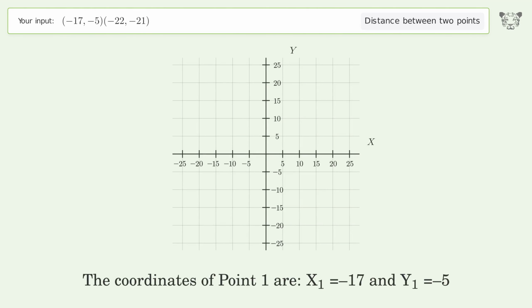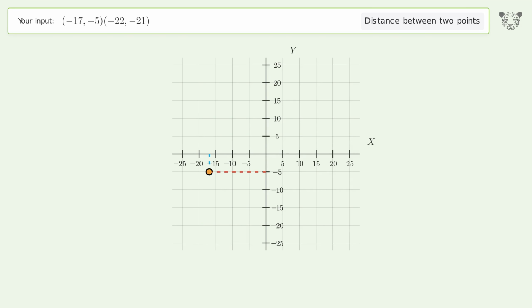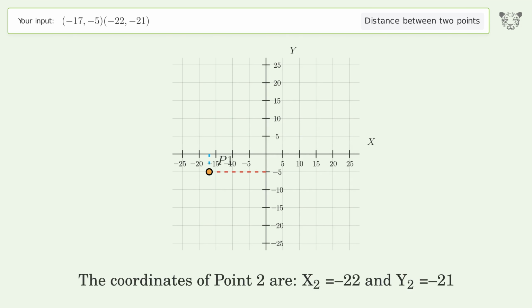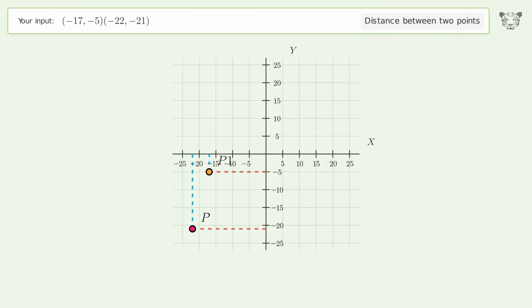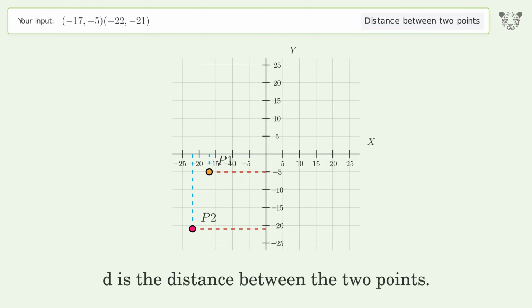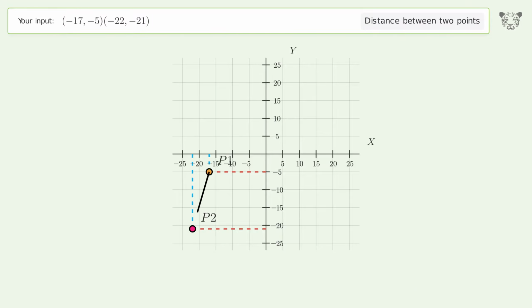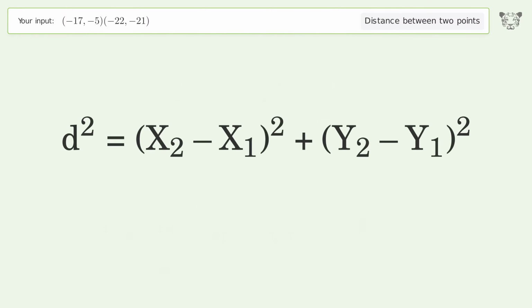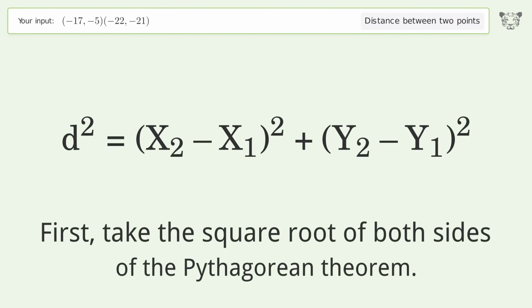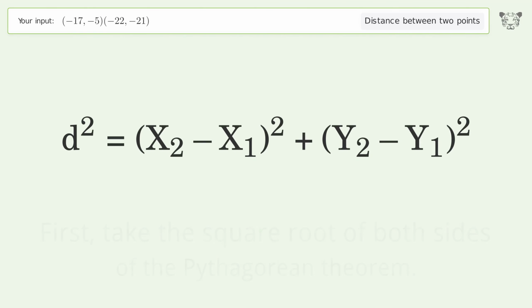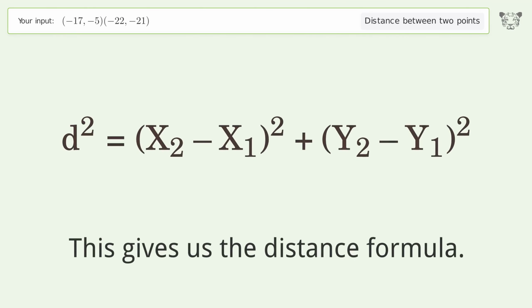The coordinates of point 1 are x1 equals -17 and y1 equals -5. The coordinates of point 2 are x2 equals -22 and y2 equals -21. D is the distance between the 2 points. First, take the square root of both sides of the Pythagorean theorem. This gives us the distance formula.